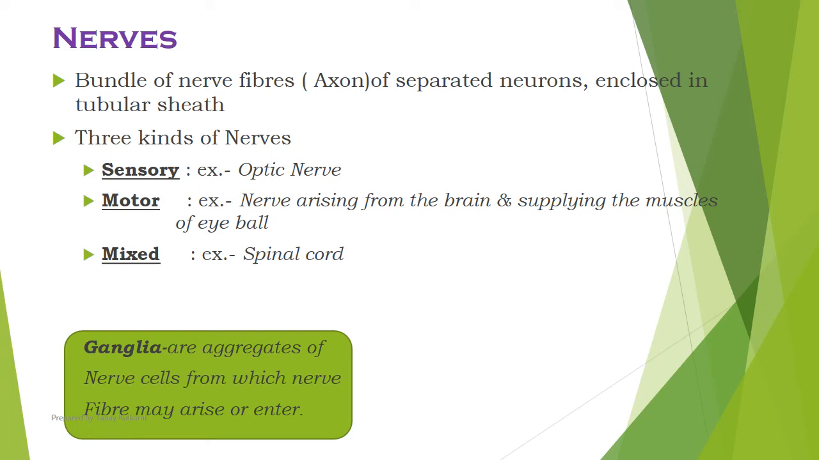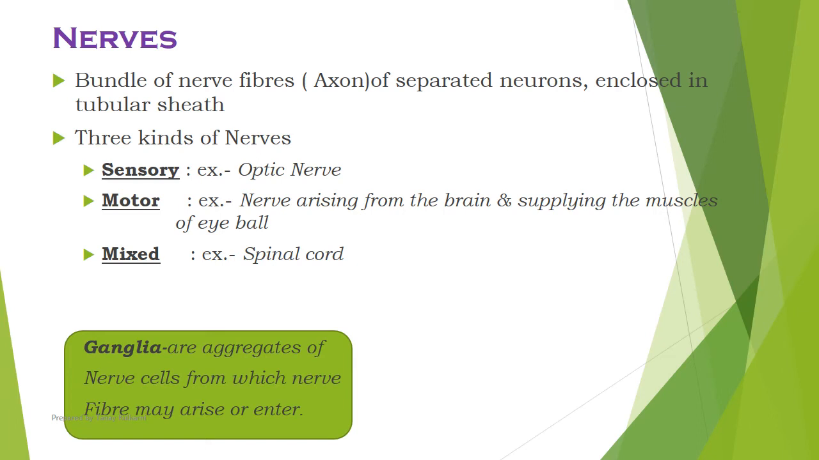So like this, if you collect the sensory axons of sensory neurons, we call that nerve a sensory nerve. If you collect the axons of motor neurons and bundle them together, we call it a motor nerve. And if you take the axons of some sensory neurons and some motor neurons, we call them a mixed nerve. So this is about the bundling of axons.